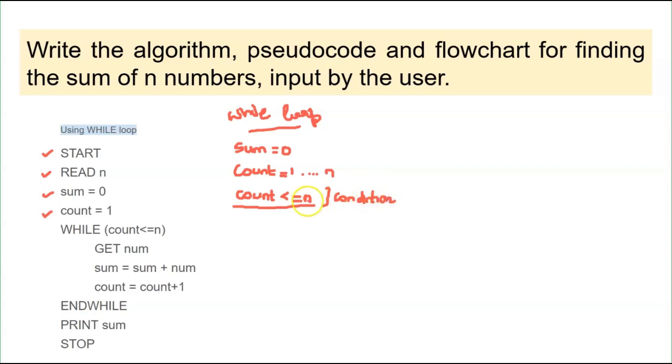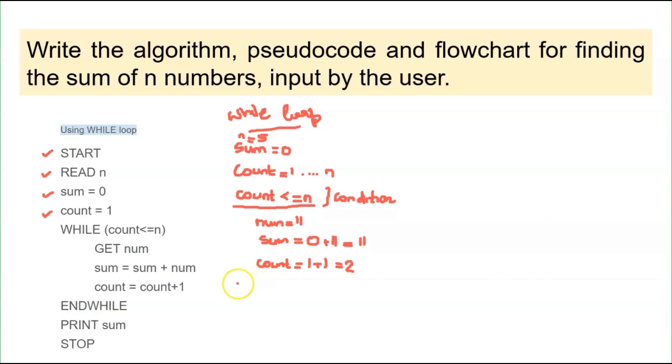So now 1 is less than 5, where n you will give some value like 5. So 1 is less than 5. So what will you do? You will get the number. Number is equal to 11. You will find sum. Sum is equal to the previous sum 0 plus 11. So it is 11. And you will increment count. So it's equal to 1 plus 1. Previously it is 1. Now one more you will add, it will become 2.